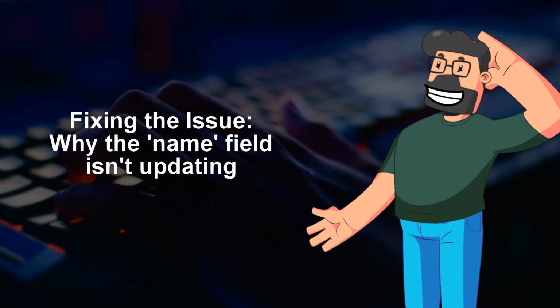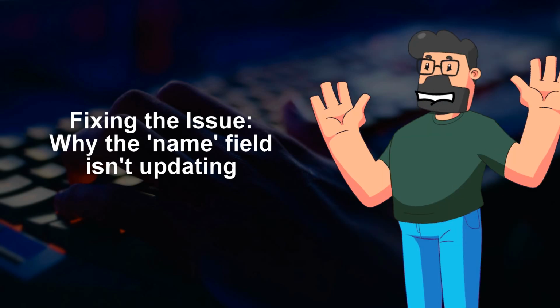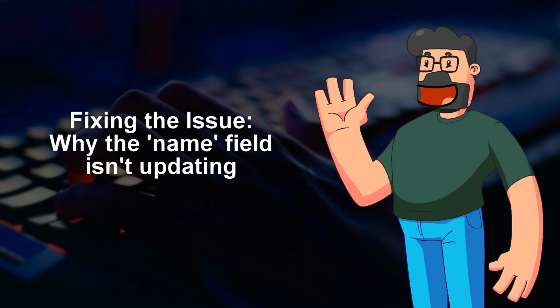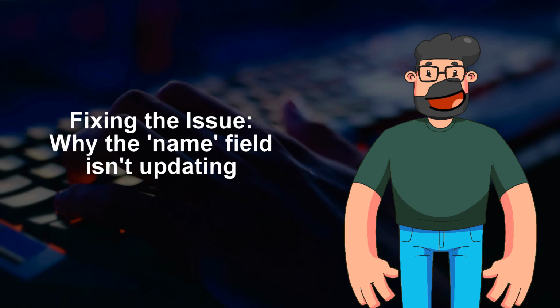The problem at hand is pretty tricky, as the name field is ending up inside the color object instead of being displayed separately. It's a common issue when dealing with React components and state management. Let's see how we can tackle this problem head-on.